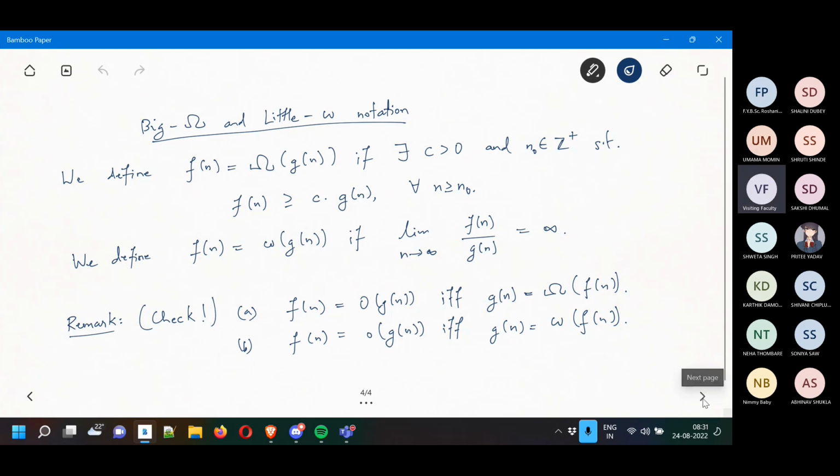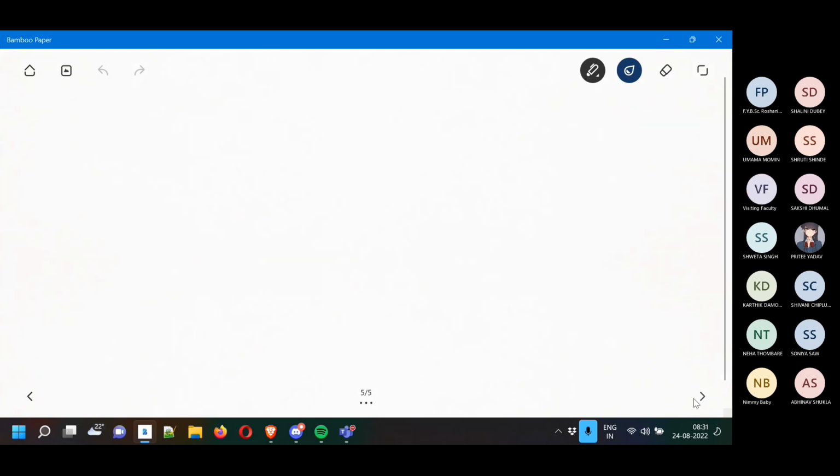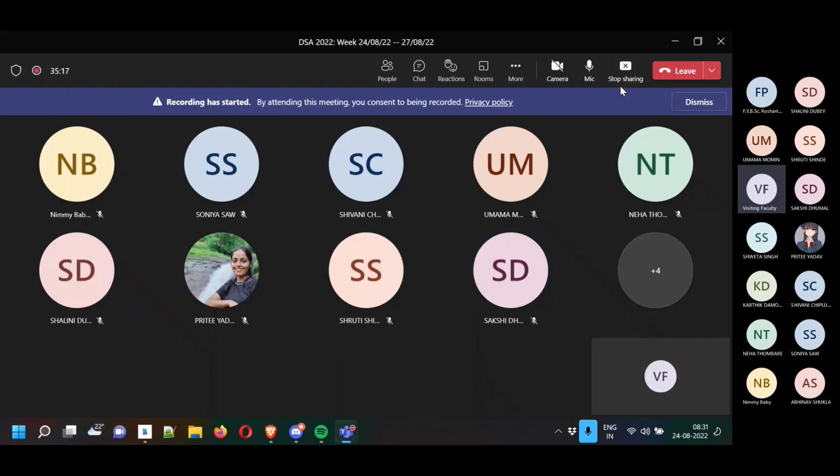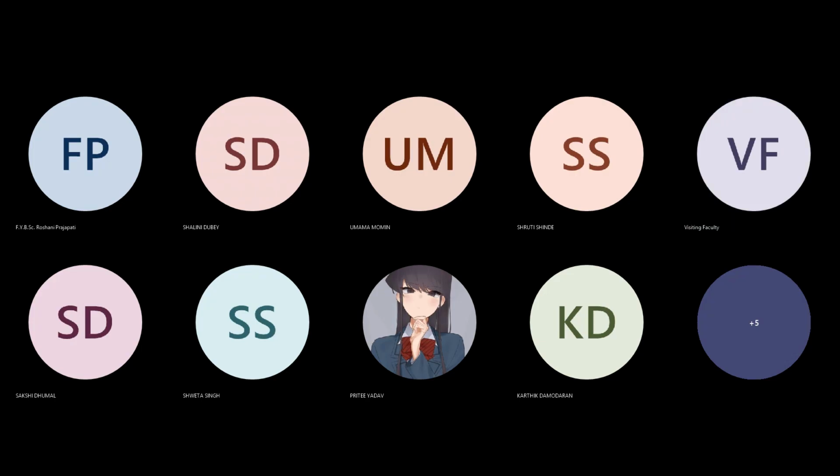Let's look at some examples of this. So one minute, let me stop sharing because I need to open a PDF for the questions. I'll continue sharing in one minute. Okay, let me just pick some questions.